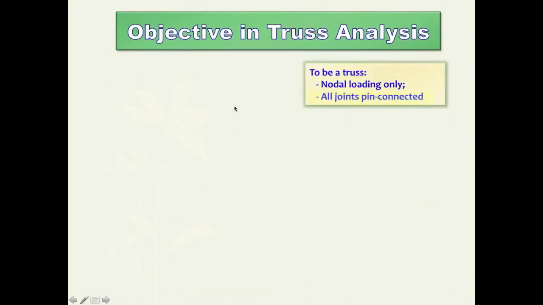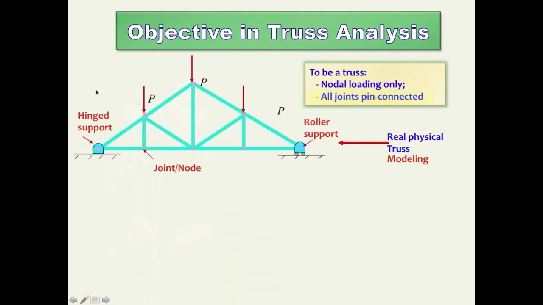What is the objective in truss analysis? The main objective in a truss, given that it only has nodal loads and all joints are pin connected, is as follows. Let me first show you a physical model of a typical truss. This is a real physical truss model, and that's how we basically represent a truss structure. This is of course a 2D truss structure made of several elements.